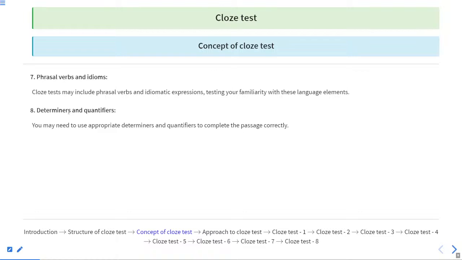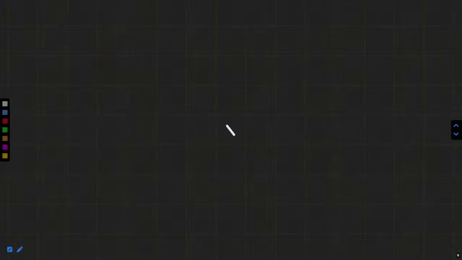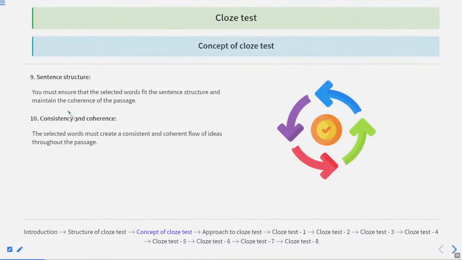Eighth is determiners and quantifiers. Sometimes we need to use appropriate determiners and quantifiers to complete the passage correctly. This is also tested through cloze test. Next, we have sentence structure. We must ensure that selected words fit the sentence structure and maintain the coherence of the passage.